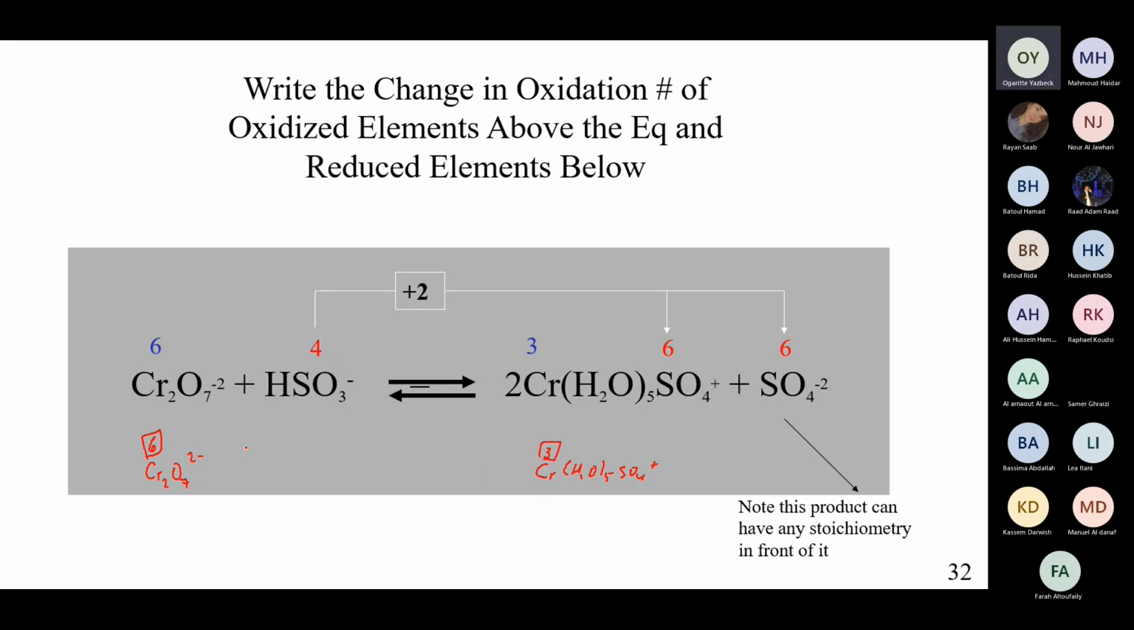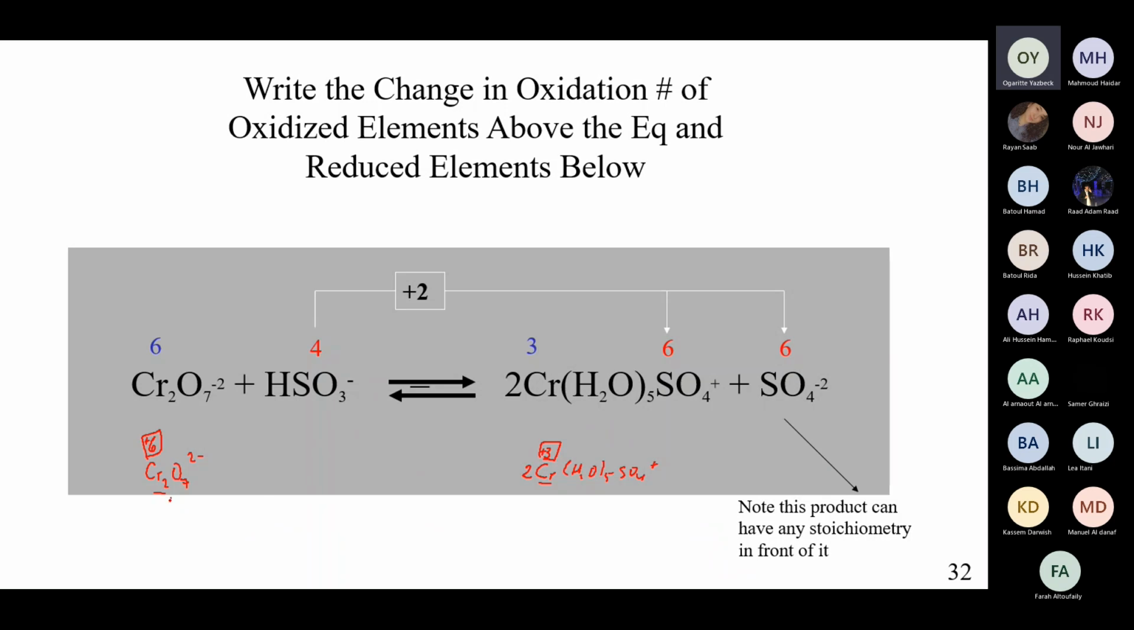What I should do first is multiply to make sure that the chromiums are balanced. So here I have 2, here I have 1, so I must multiply this compound by 2. Till here it's okay? Okay. Now I look at the charge and the oxidation number change. We have 6, meaning plus 6, becoming plus 3.